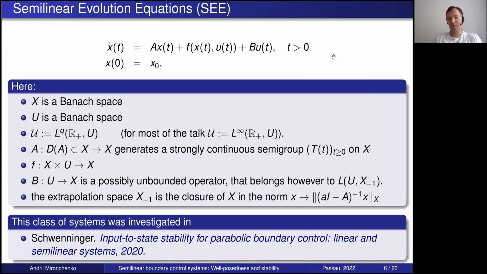This class of systems I have learned from a paper by Felix Schwenninger, where he introduced it and studied it for parabolic systems. And there were also some more general results. Basically, he was interested in global stability analysis and ISS in this paper. So here we shift, and we would like to know more about the properties of the flow map. So, why do I find this class of systems interesting?